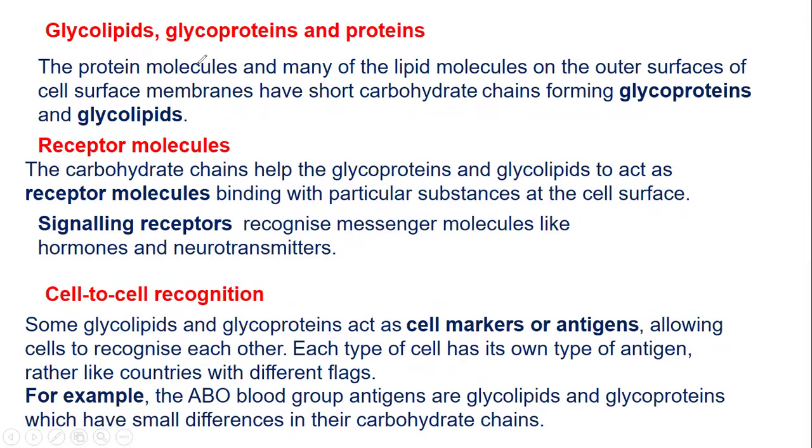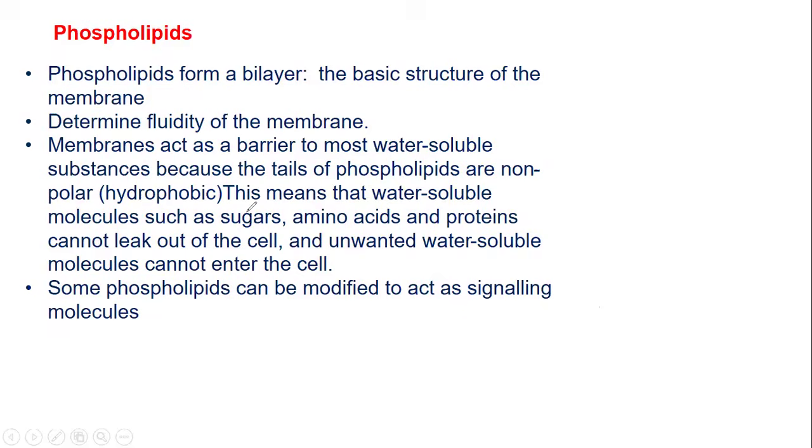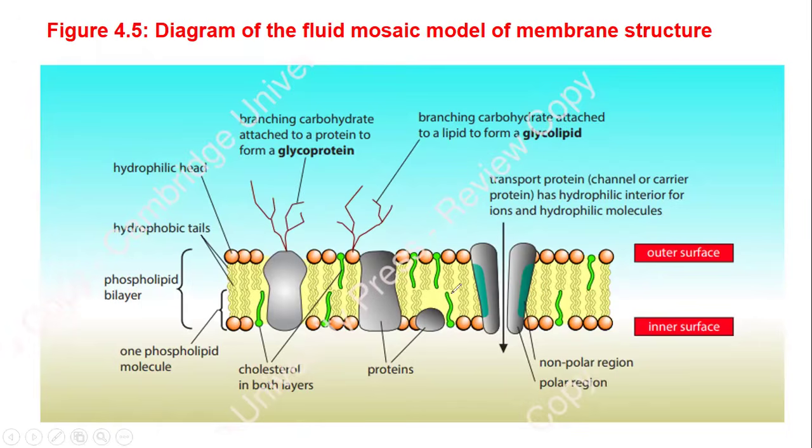Now let's look at the glycoproteins, glycolipids, and the proteins themselves. We already know what glycoproteins are and what glycolipids are. So one of the uses of the glycolipids and glycoproteins is that they act as receptor molecules. Receptor comes from the word receive. For example, when you go to a new place, maybe a new hotel, you might want to know what room you're going to sleep in, or you might want to be guided on a few things in that hotel, and the best place to go is the reception.